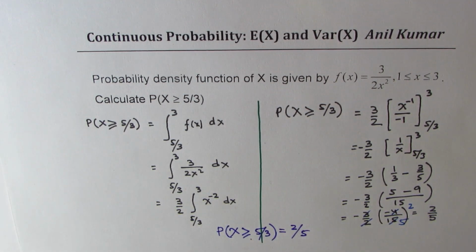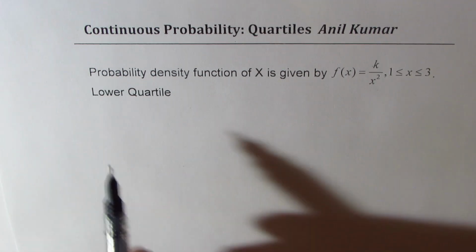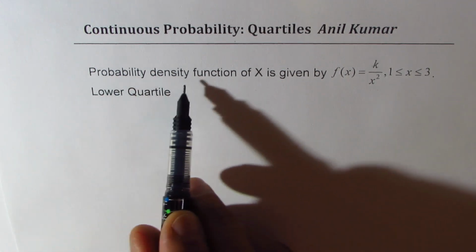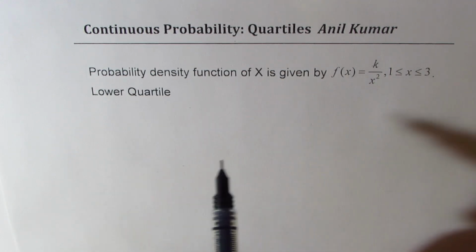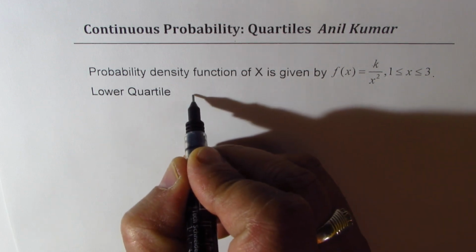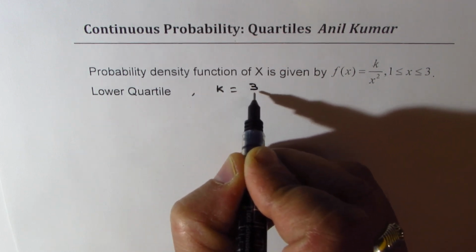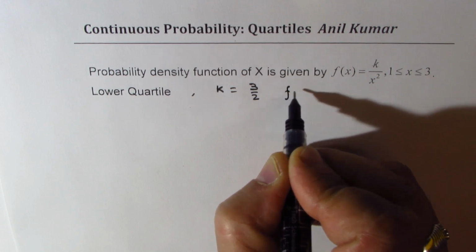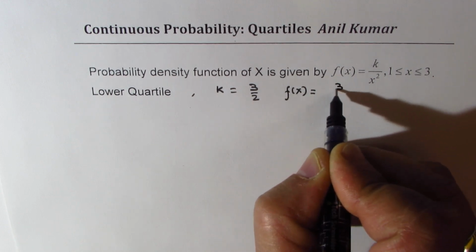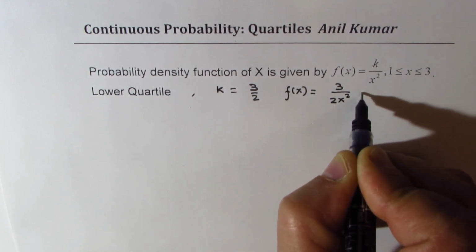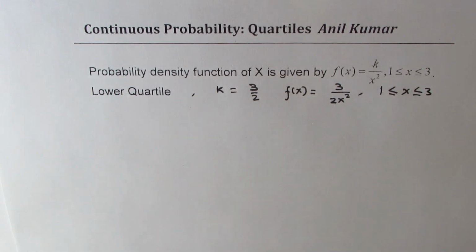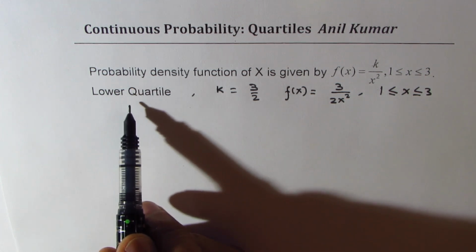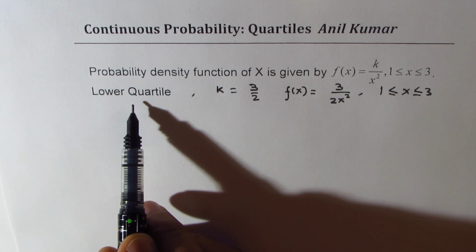Now we are going to look into the quartiles. We'll find the lower quartile. We are given the probability density function of x as f of x equals k over x squared. Since we know that k is equal to 3 over 2, we can write f of x as 3 over 2x squared within the interval 1 to 3, correct? So when we talk about lower quartile, we are looking for the probability being 0.25, right?